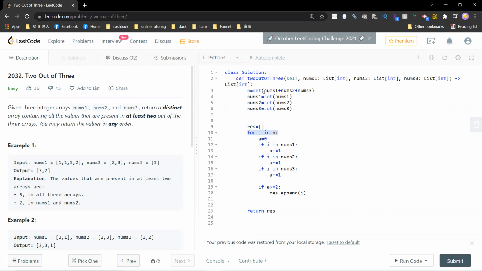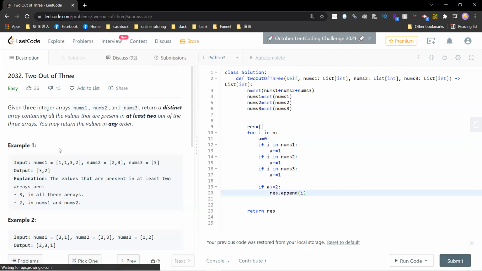You go through all the possible candidates and set the count to be 0. If it's in 1, then you count it once. In 2, I count, and then in 3 you count. And then if the count is greater or equal to 2, it means that it shows up in at least 2 out of 3, right? So if it's greater or equal to 2, then you just append it.